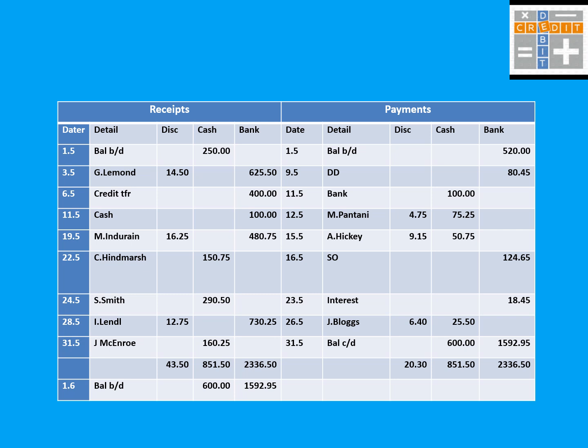A. What month is this cash book prepared for? B. How much cash has the business got at the start of the month? C. What is the bank balance at the end of the month? D. What might a discount be offered for? E. What does the abbreviation DD stand for? F. What does the abbreviation SO stand for? And finally, G. Why might there be interest shown in the cash book?